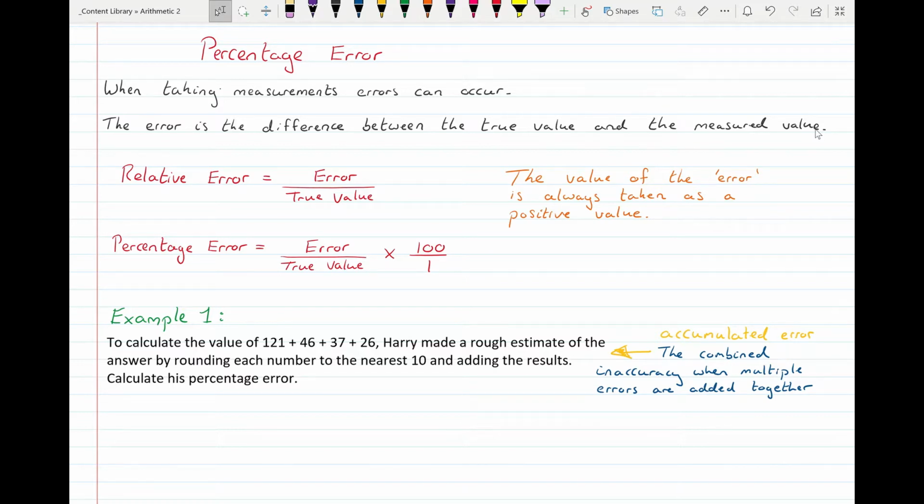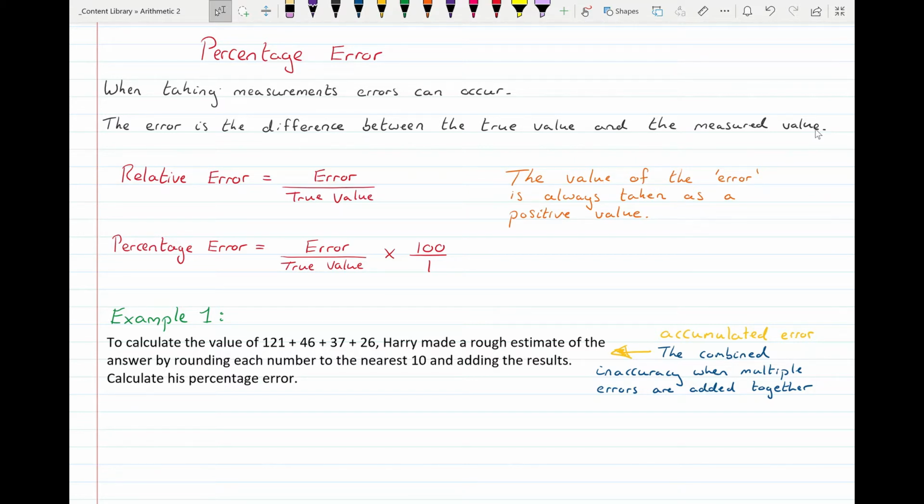So when taking measurements, errors can occur. The error is the difference between the true value and the measured value. So if I measure it, it mightn't actually be the correct true value. Relative error is basically just the error over the true value. So you find out how much you were out by and you put it over the true actual value. That's called your relative error.